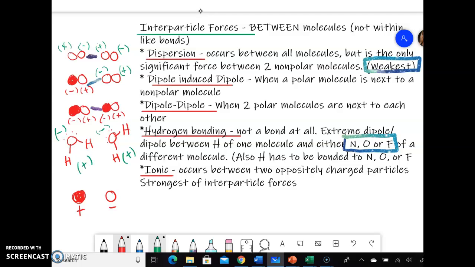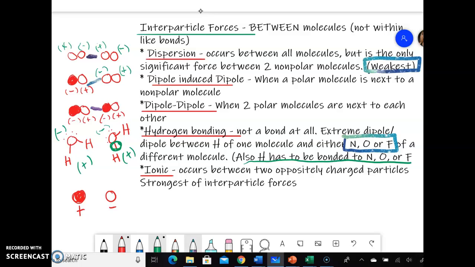So we've got an extreme negative and an extreme positive. And then there's a third condition right here. Hydrogen also has to be bonded to either oxygen, nitrogen, or fluorine so that the electrons in this bond right here are getting sucked away from the hydrogen to make it especially positive. So hydrogen is positive a lot by itself, but if it's bonded to oxygen, it makes it even more positive because all those electrons are being sucked away from the hydrogen by a really electronegative element.